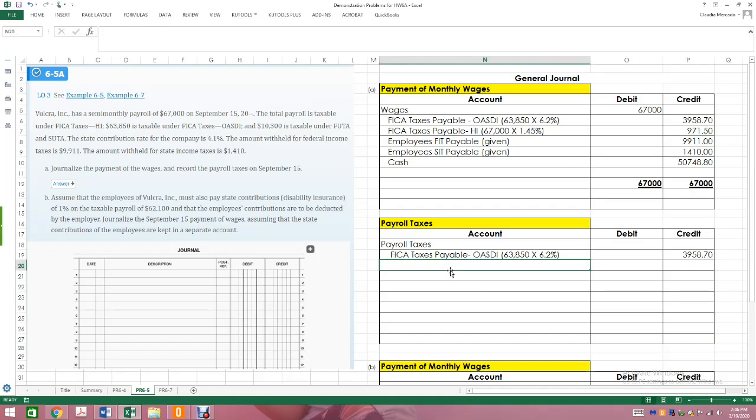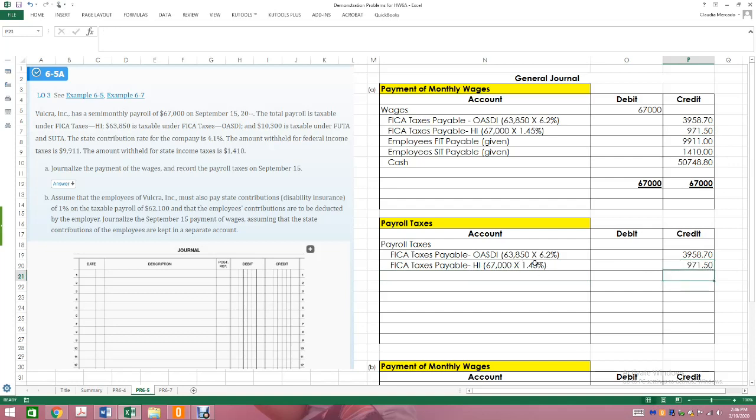We also have to pay FICA taxes payable, HI. Okay. And we calculated it up here. That's on the full amount of the wages of $67,000 times 1.45%. And that gave us $971.50. We calculated it up there. We don't need to run the calculations again.